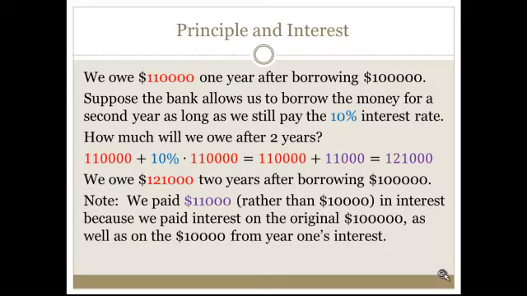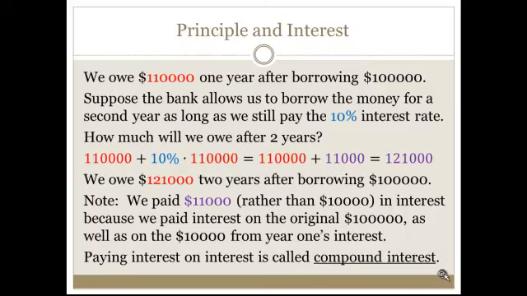Notice we paid $11,000 rather than $10,000 in interest the second year, because we paid interest on the original $100,000 as well as on the $10,000 from year one's interest. Paying interest on interest is called compound interest.